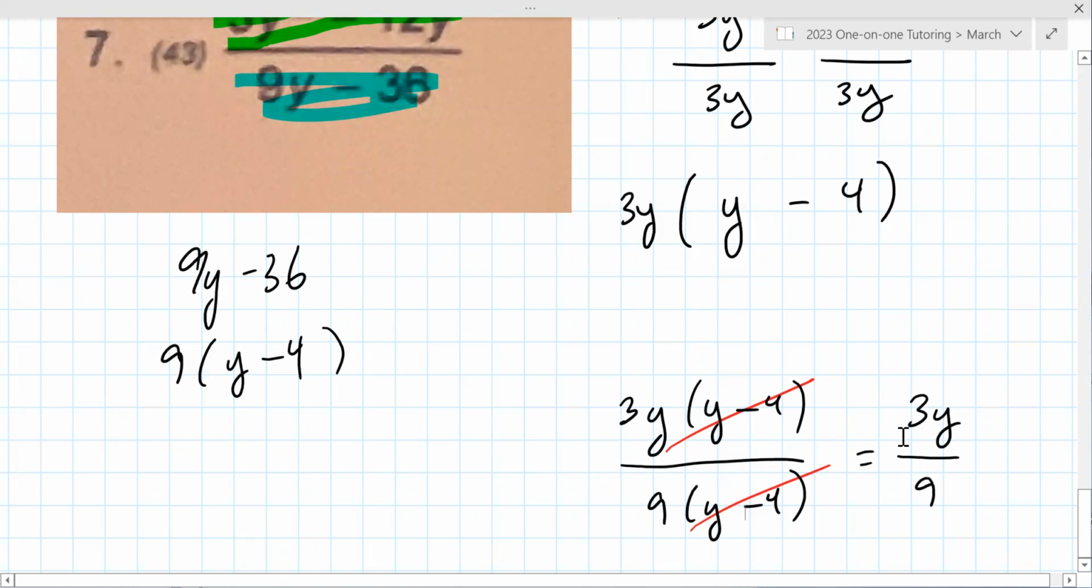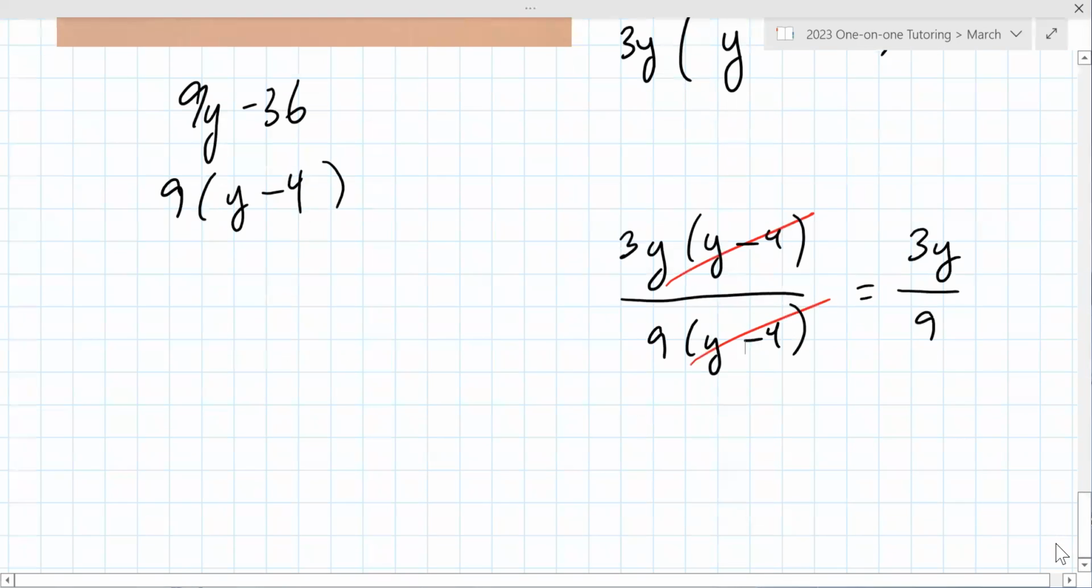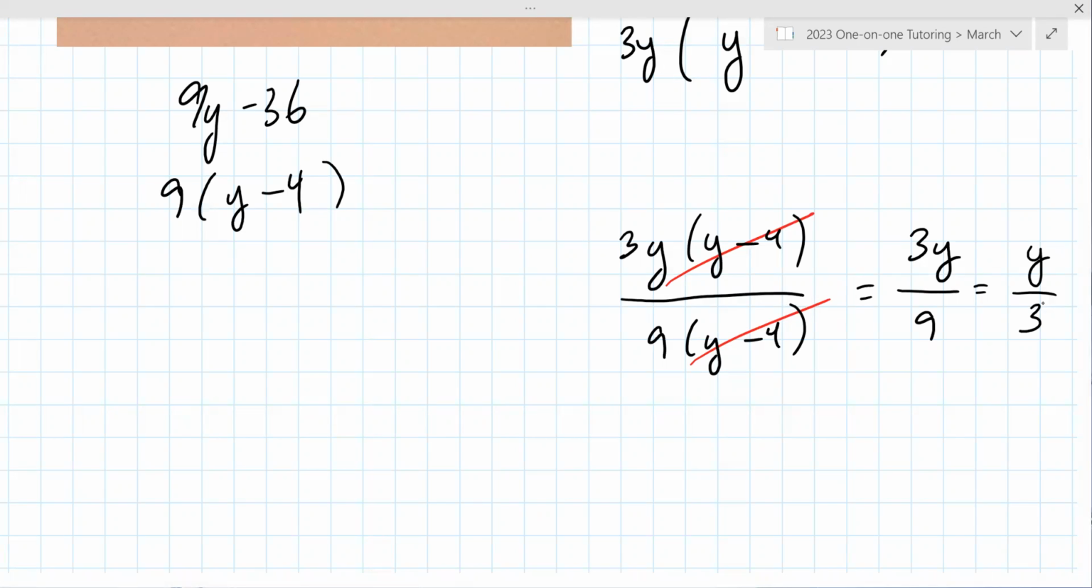Do you see how 3 goes into both 3 and 9? The y doesn't matter. The y stays there. So y over 3. Yes. All right. We can always do one like that.